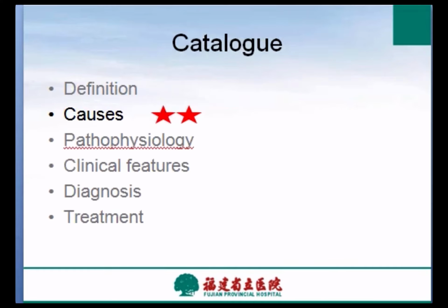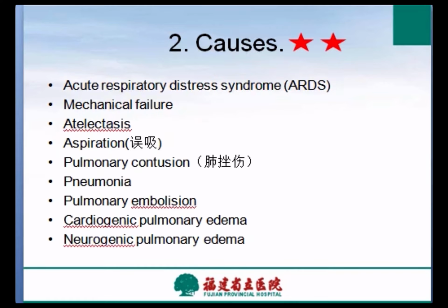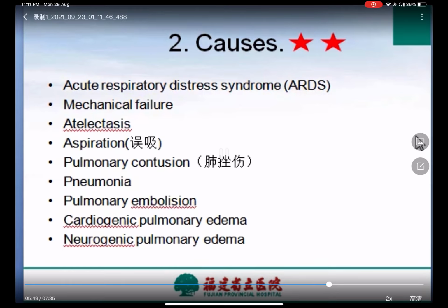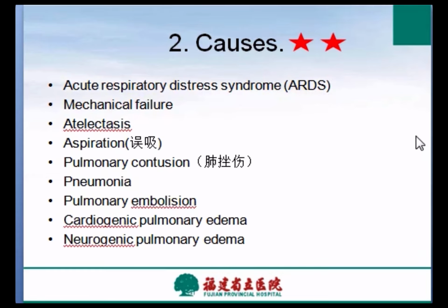Then the second part is causes, which is an important part of this section. Acute lung injury can be caused by the following factors, including acute respiratory distress syndrome, which we also call ARDS, mechanical failure, atelectasis, aspiration, pulmonary contusion, pneumonia, pulmonary embolism, cardiogenic pulmonary edema, and neurogenic pulmonary edema.